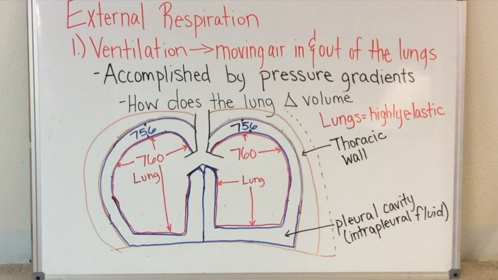The lungs' pressure of 760 millimeters of mercury exerts an outward force and keeps the lungs expanded. The pleural cavity exerts an inward force on the lungs. However, since the 756 millimeters of mercury is less than the 760 millimeters of mercury, the net force produced is outward, which allows the lungs to continue to expand.